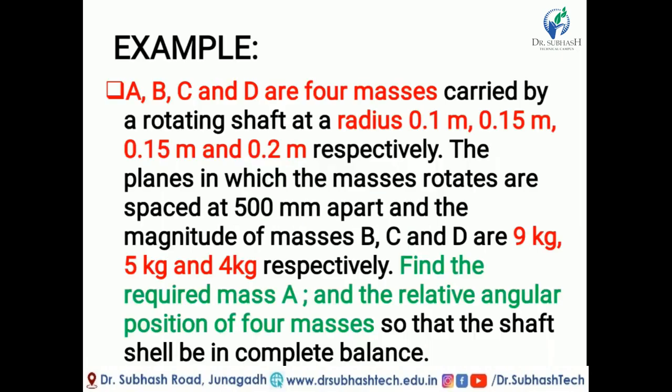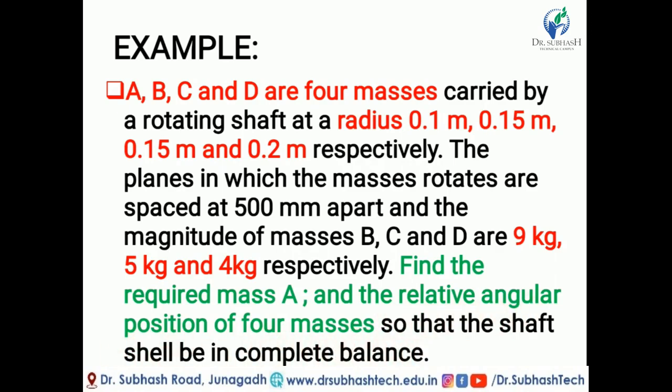In today's lecture, we solve an example of balancing of rotating masses. So, let us start. Here the problem is: A, B, C, and D are four masses carried by a rotating shaft at radii of 0.1 meter, 0.15 meter, 0.15 meter, and 0.2 meter respectively. The planes in which the masses rotate are spaced 500 mm apart, and the magnitudes of masses B, C, and D are 9 kg, 5 kg, and 4 kg respectively. Find the required mass A and the relative angular positions of the four masses so that the shaft is in complete balance.